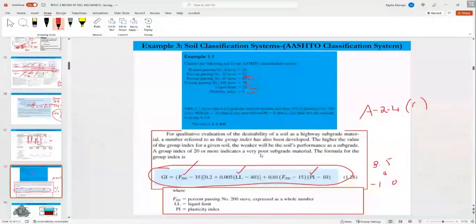If the percentage of F200 is high, liquid limit is high, plasticity index is high, the group index is high. So if the group index is 20, you need to cut back the group index to a reasonable value. You either mix the soil with another soil, which is called mechanical stabilization, or cut back the PI or the liquid limit using lime, called chemical stabilization of the soil, to bring the group index down to 20. Does it make sense?